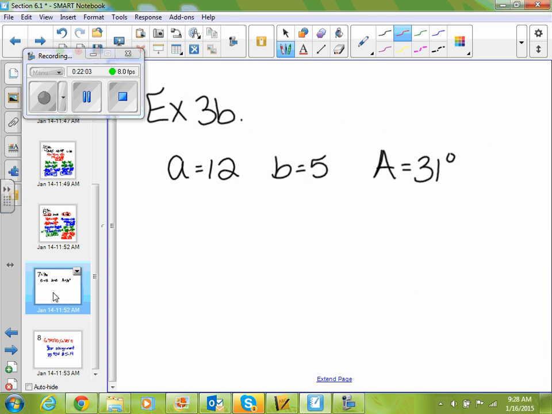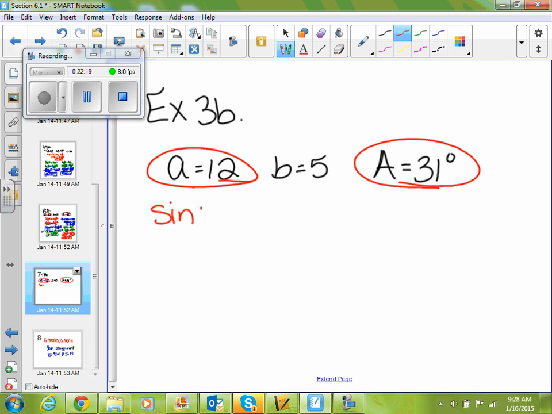Okay, so let's do one more like that. So A equals 12, B equals 5, angle A equals 31. I don't have enough angles to do my addition yet, but I do have angle A and side length A, so I know that I can use my sine of A over A formula. The only other piece of information I have is B, so I know that I'm going to use my sine of B over B formula.